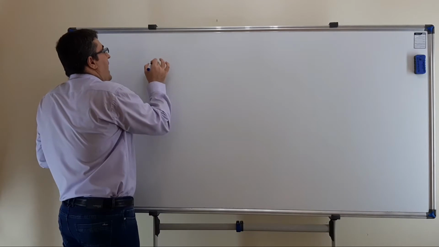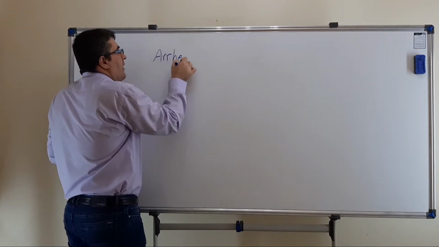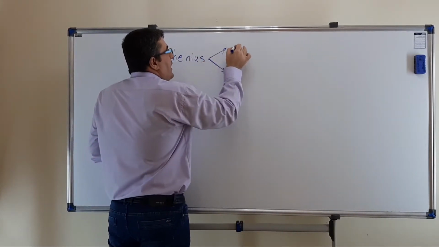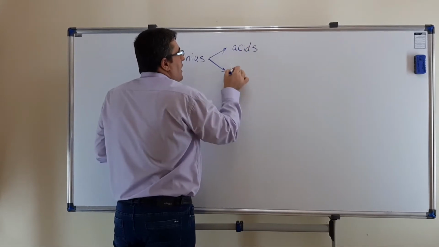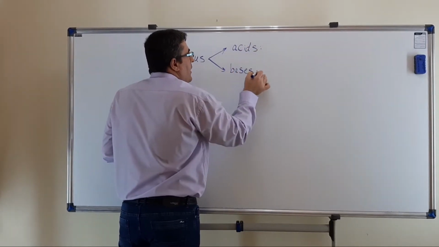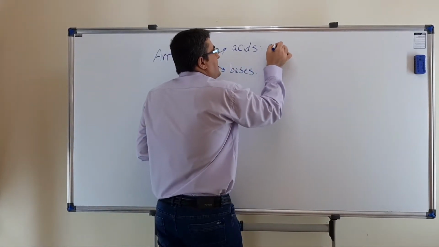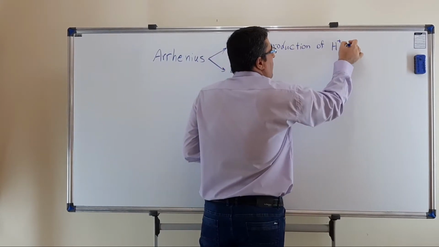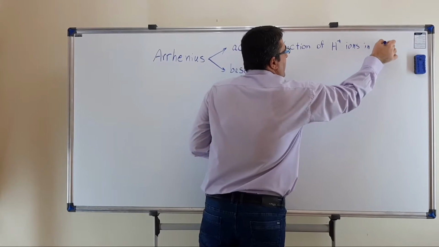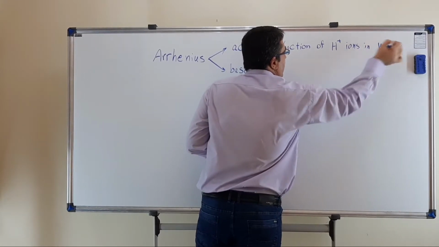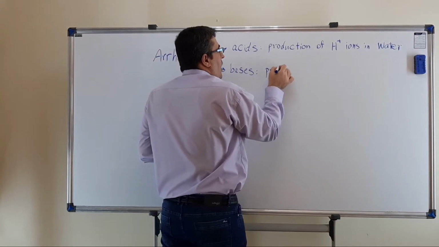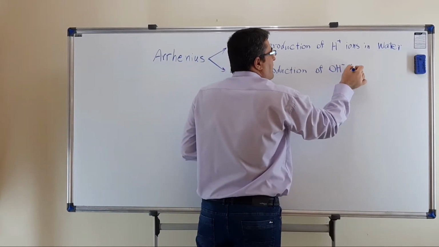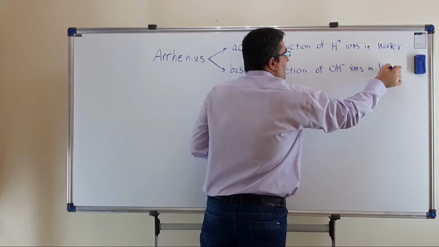Therefore, we have the Arrhenius acid-base definition, in which acids are associated with production of H+ or hydrogen ions in water, while bases are associated with production of OH- or hydroxide ions in water.